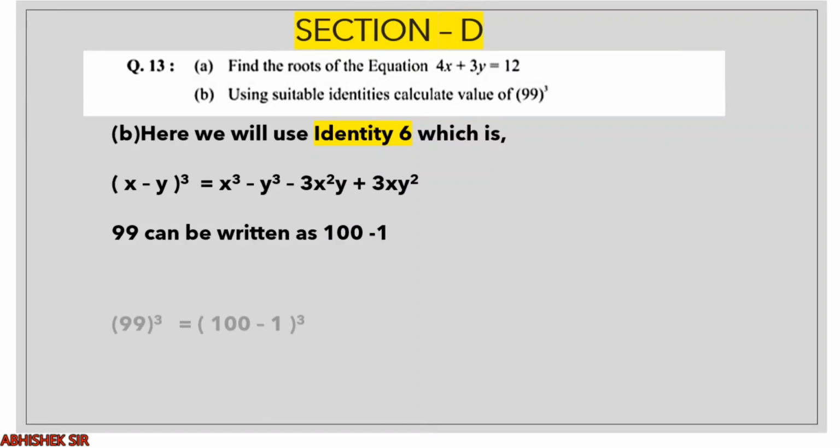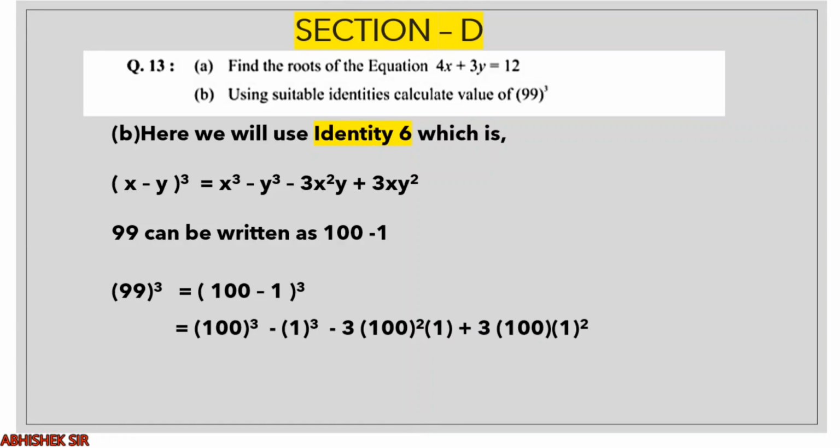So now in the bracket we have (100 minus 1) whole cube instead of 99 cube. So x will be our 100 and y will be our 1. So it will be x cube, that is 100 cube, minus y cube, that is 1 cube, minus 3 into 100 square into 1 plus 3 into 100 into 1 square. 100 cube is 10 lakh, right? And then 1 cube is 1, minus 3 into 100 square into 1 is 30,000, and 3 into 100 into 1 square is 300. Solving everything, you will get 970299 as your final answer for 99 whole cube.